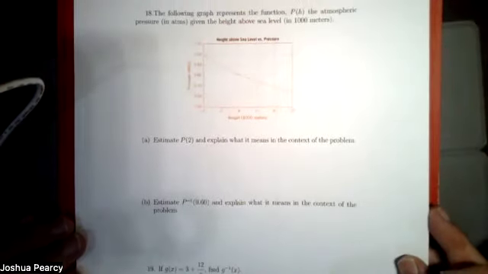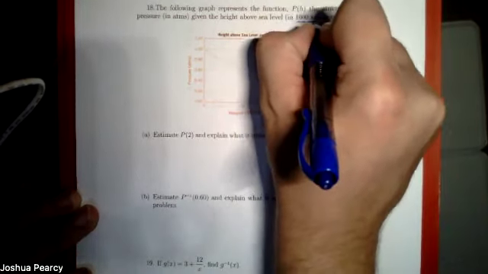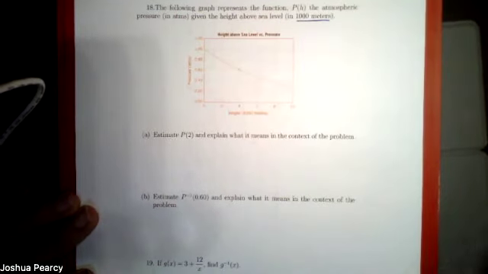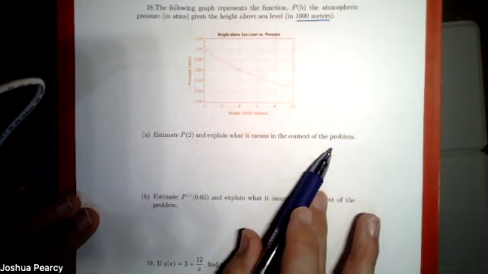This says the following graph represents the function P of H, the atmospheric pressure in atmospheres, given the height above sea level. So here, this is in 1,000 meters. So let's keep that in mind. It says estimate P of 2 and explain what it means in the context of the problem.